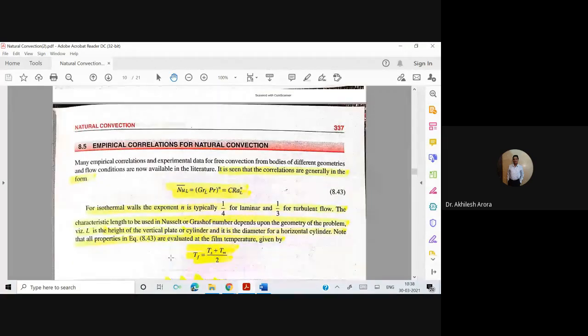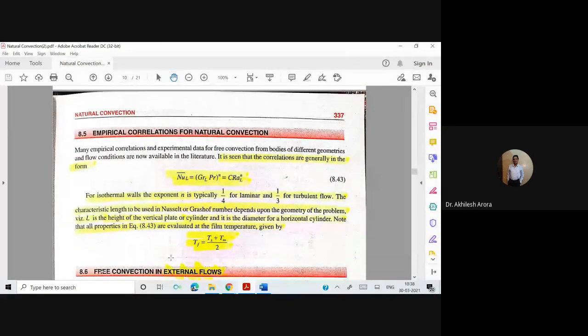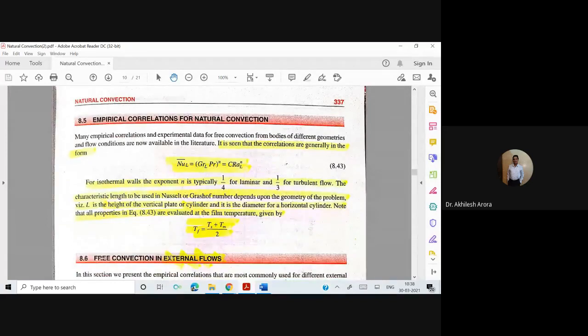Now there are empirical correlations for natural convection. You can see it here. There are different geometries. It is seen that the correlations are generally of the form: average Nusselt number is equal to Grashof number for the whole length of the plate times Prandtl number raised to power n, or we can also say that it is equal to C, which is some sort of constant, times Rayleigh number raised to power n.